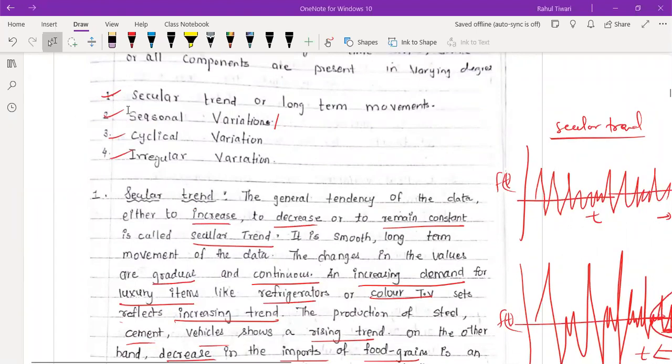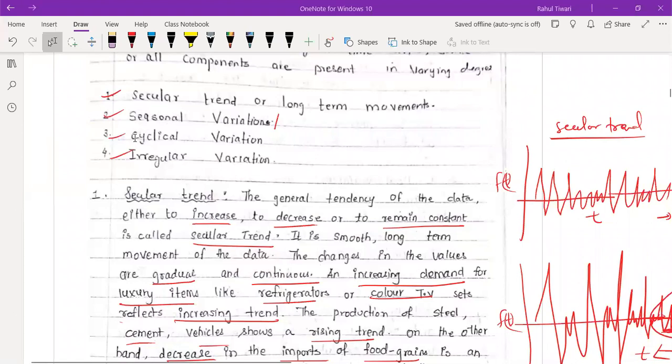Seasonal variation will always be based on the season. Like in the summer season, there may be a demand for cold drinks. In the winter season, there is a demand for sweaters. In the festival season, a demand for sweets, etc. So it depends on the seasonal variation.